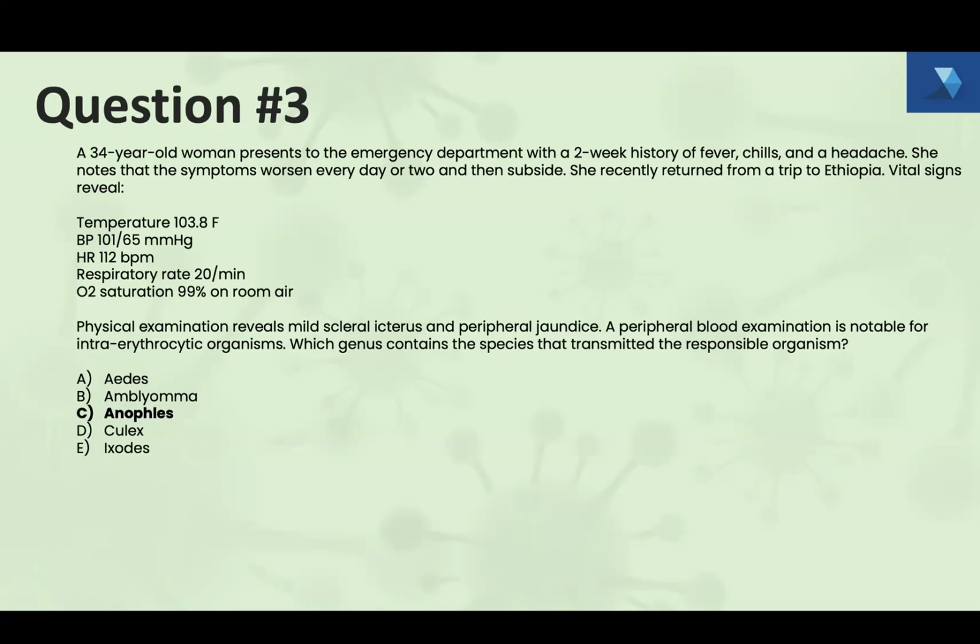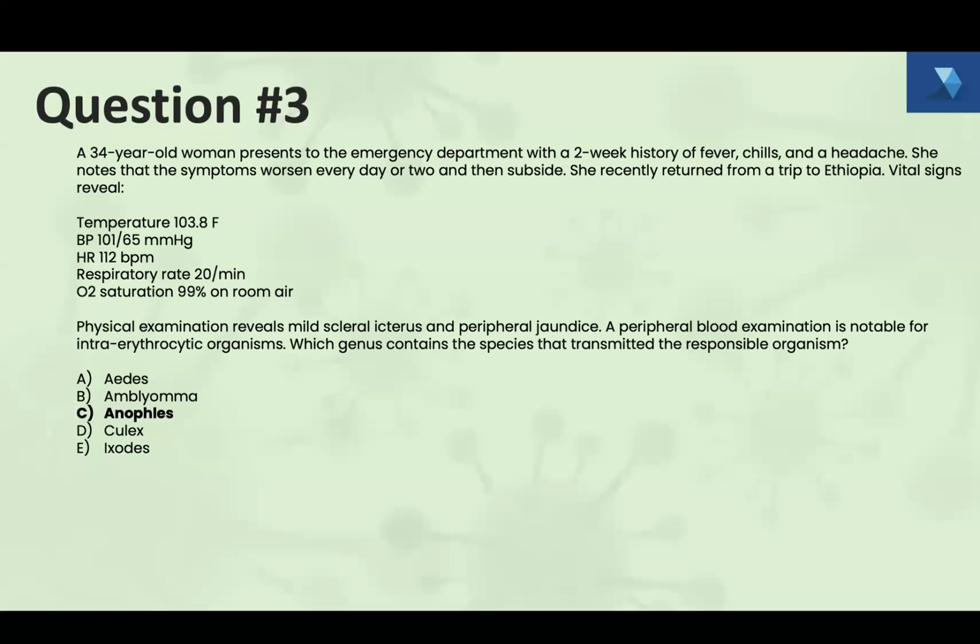Answer B, Amblyomma, is incorrect because that is a tick species genus, which includes the Lone Star tick, which is a vector for ehrlichiosis. Answer D, Culex, is incorrect because it is a genus of mosquito that is a vector for various encephalitis-causing viruses, such as Eastern equine encephalitis virus, Western equine encephalitis virus, and West Nile virus. And answer E, Ixodes, is also incorrect because it is a genus of tick species in which the deer tick is the most important, and it's responsible for carrying Borrelia, Lyme disease, Anaplasma, and Babesia.